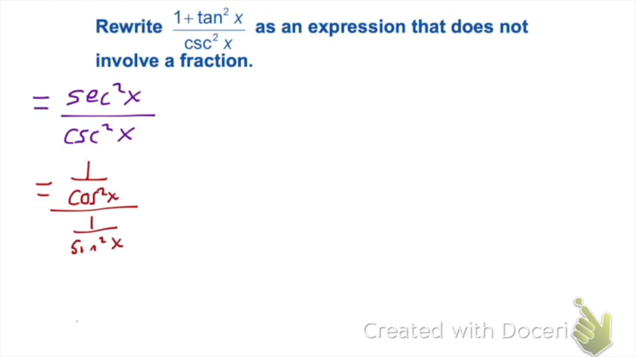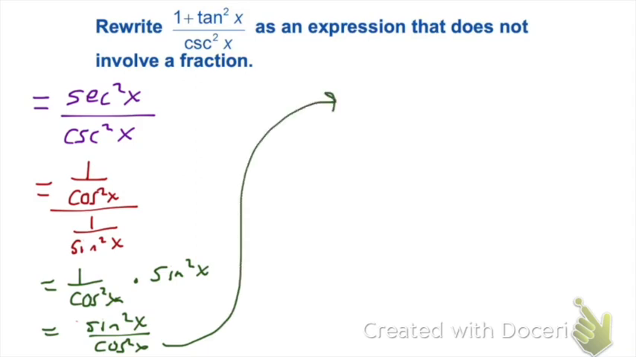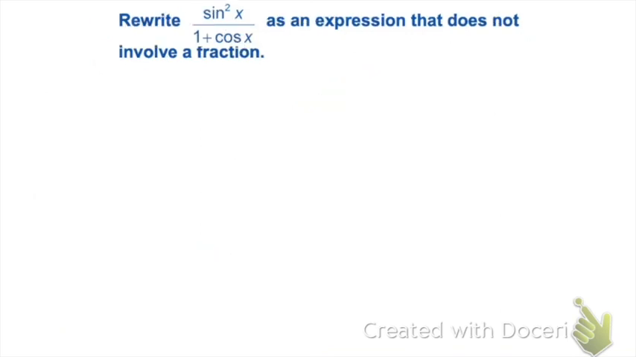If we want to divide by a fraction, it's the same as multiplying by the reciprocal. This is 1 over cosine squared x times the reciprocal of our denominator, which is sine squared x. And when we combine these, we get sine squared x over cosine squared x. And sine over cosine is the same as tangent, so we get tangent squared x. There are no fractions left. We are down to one term. We have simplified.